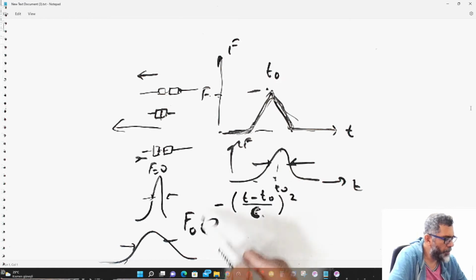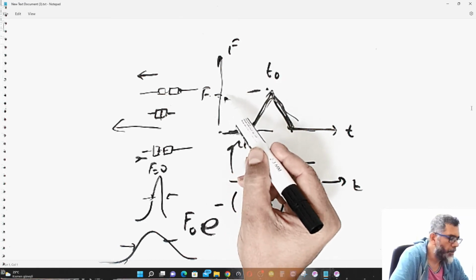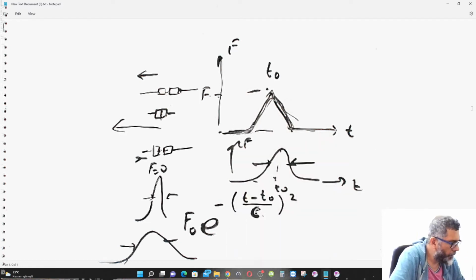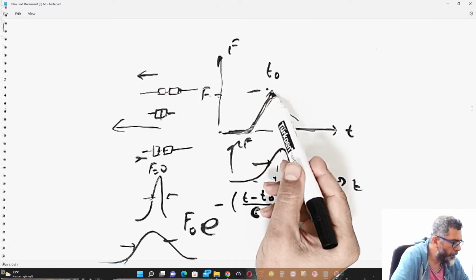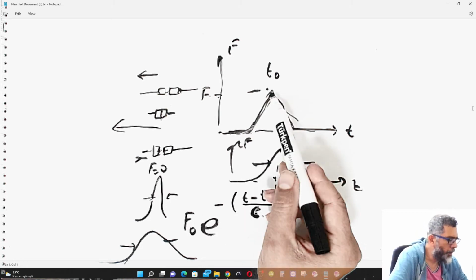But we have to, of course, play also the maximum amount of force, right? Occurring at the center of the collision. So we put this f0, and we'll also play with f0. So we have three parameters, t0, c, and f0. f0 is the maximum force.